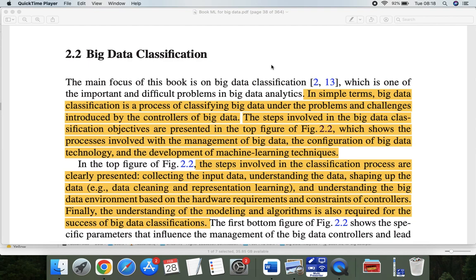For example, volume or storage or communication issue is unique to the observations. Similarly, variety is unique to the classes, and likewise, high dimensionality is the problem unique to the features themselves.